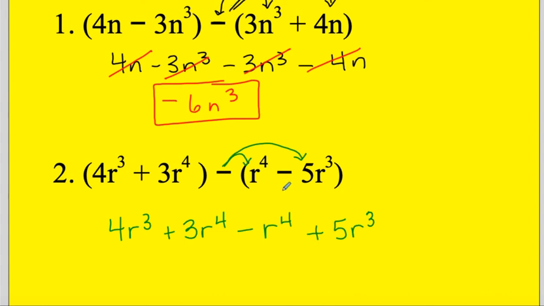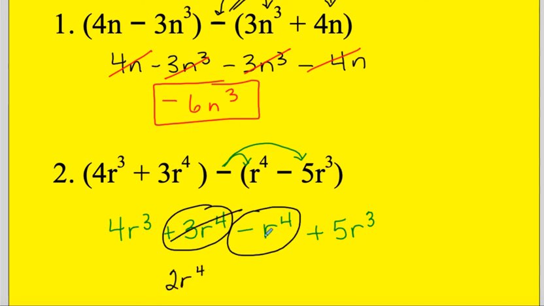All right, now we want to combine the like terms. I'm going to go with the r to the fourth first. So we have 3r to the fourth minus r to the fourth, which is going to give me 2r to the fourth power. And then we have 4r cubed and 5r cubed, which is going to give me 9r cubed.